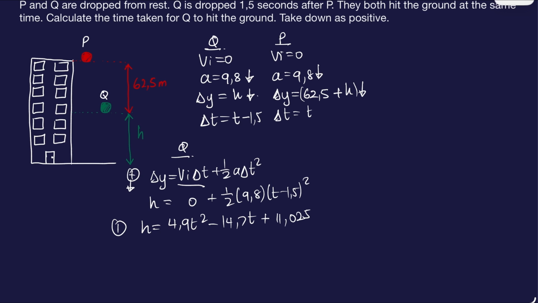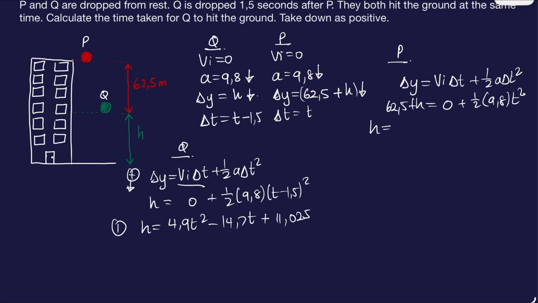Now for P, I'm going to use the same formula. Delta Y is equal to VI delta T plus half a delta T squared. Now the delta Y is going to be 62.5 plus H. That's going to equal 0 plus half open bracket 9.8 T squared. We can now simplify. H will equal 4.9 T squared minus 62.5. So this is going to be equation 2.